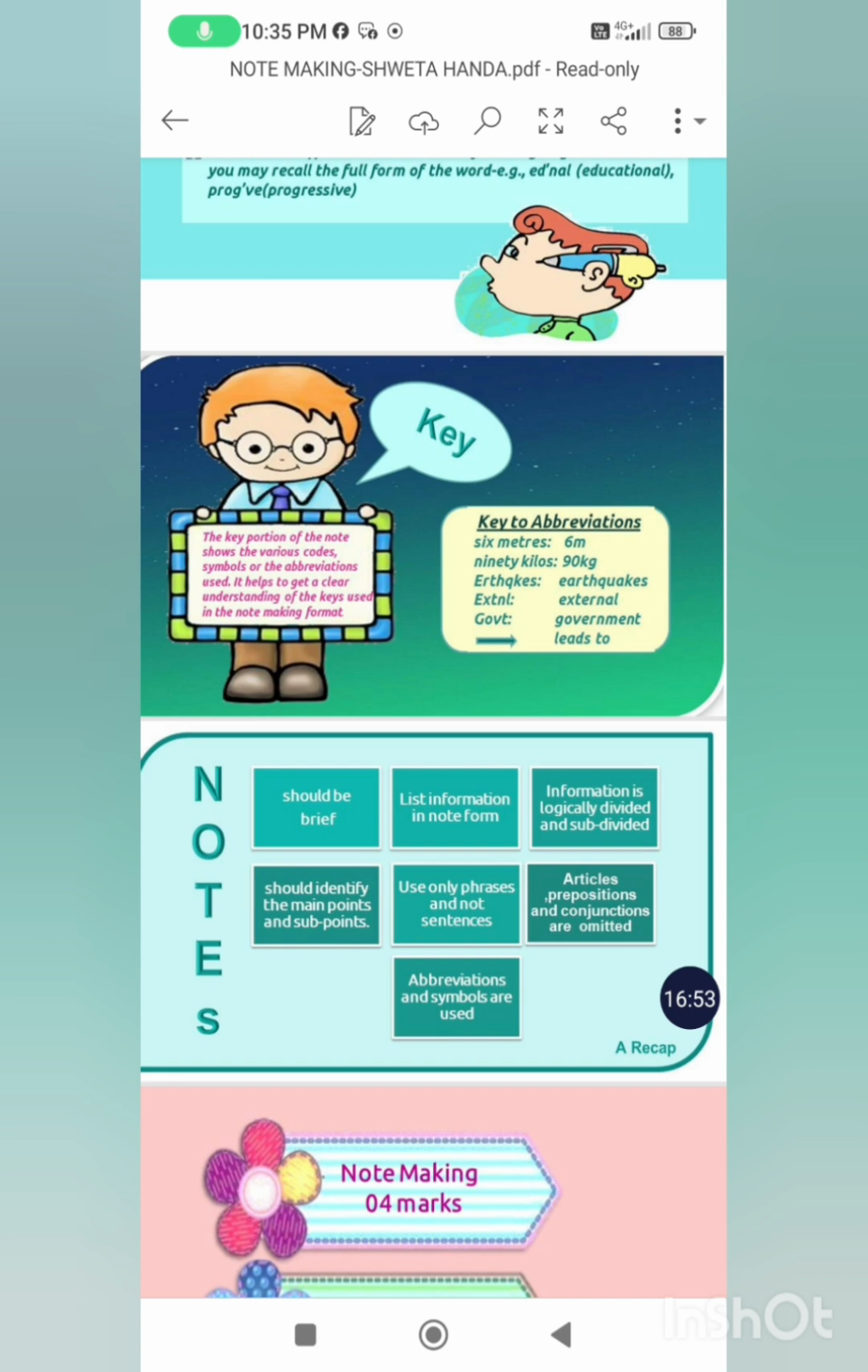Example being EDNAL, that means educational, or PROG for program, progressive, yeah, or you can have program too, right?